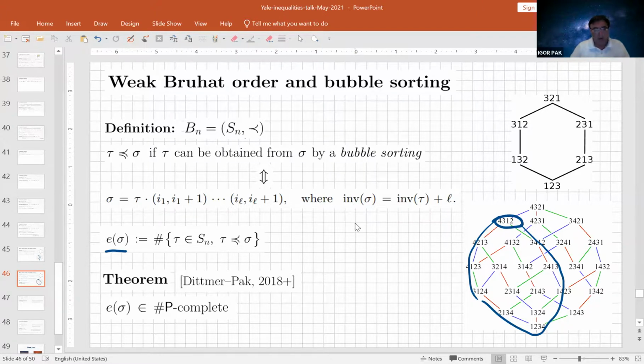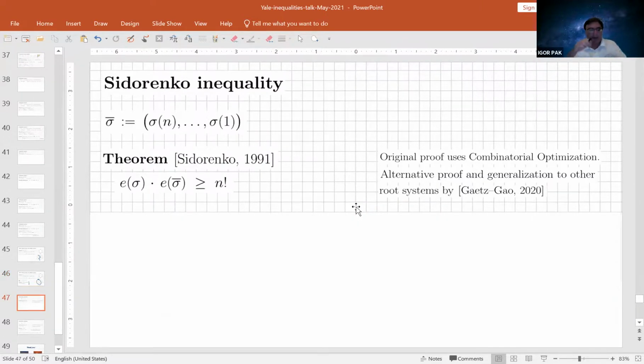So this has been an open problem for about 30 years. Recently, we showed with students that it's #P-complete, but that's not what I want to explain. I want to explain the Sidorenko theorem. It says that if you write the permutation in the opposite direction, then this number times the number for the reversed permutation, of these sizes of order ideals, is at least n factorial. And that turned out to be a very general result.